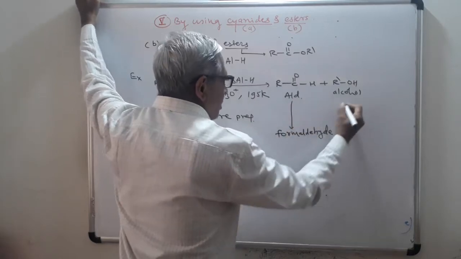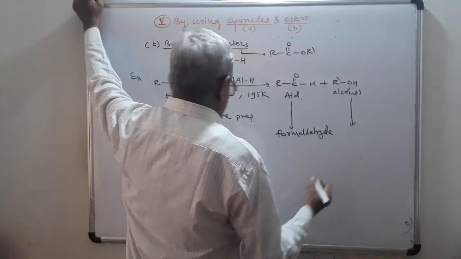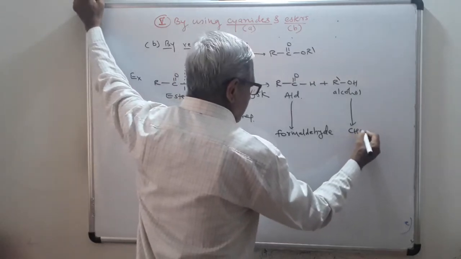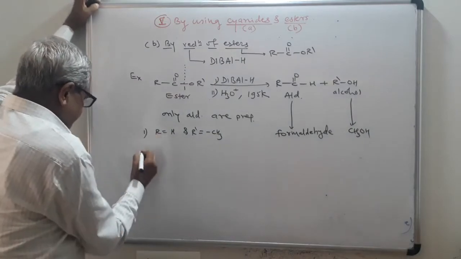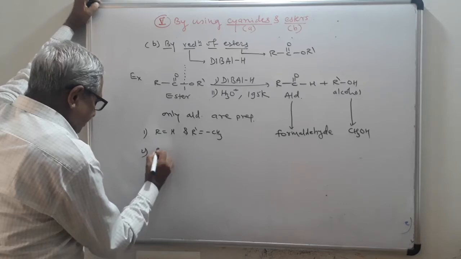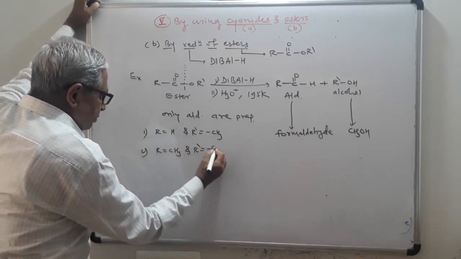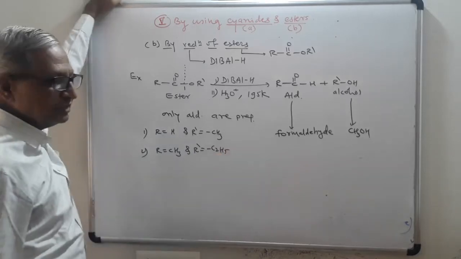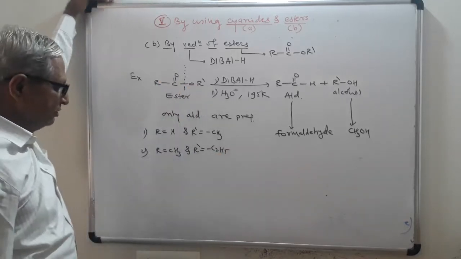Aldehyde will be formaldehyde and alcohol will be methanol, CH3OH. Now second example. Suppose R is equal to CH3 and R dash is equal to C2H5. It is called ethyl acetate, CH3C double bond OC2H5. Ethyl acetate.